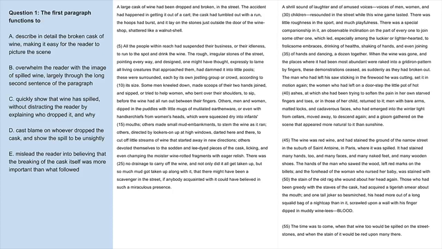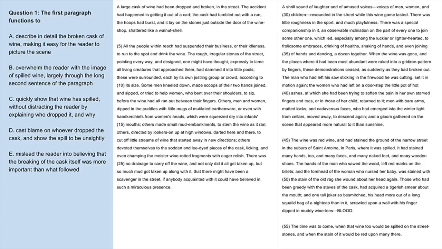Question 1. The first paragraph functions to what? So let's look at our answers. A. Describe in detail the broken cask of wine, making it easy for the reader to picture the scene. We're going to spend a minute on this answer because there's a chance that you chose it. And while it's not the best answer, as we'll see in a minute, it's not a terrible answer at first glance. There is some detail here.